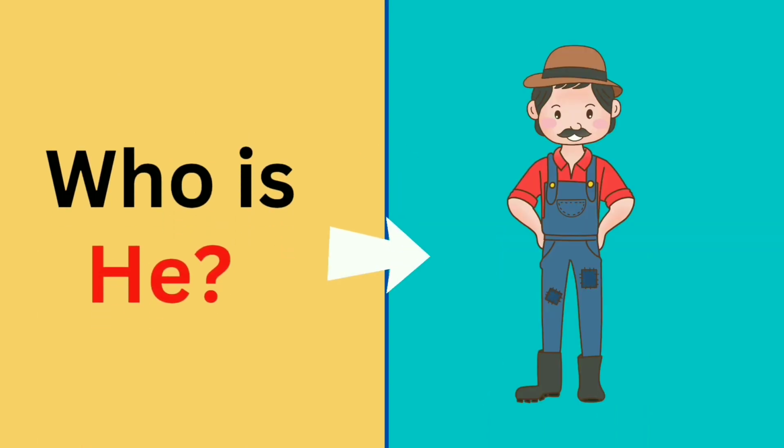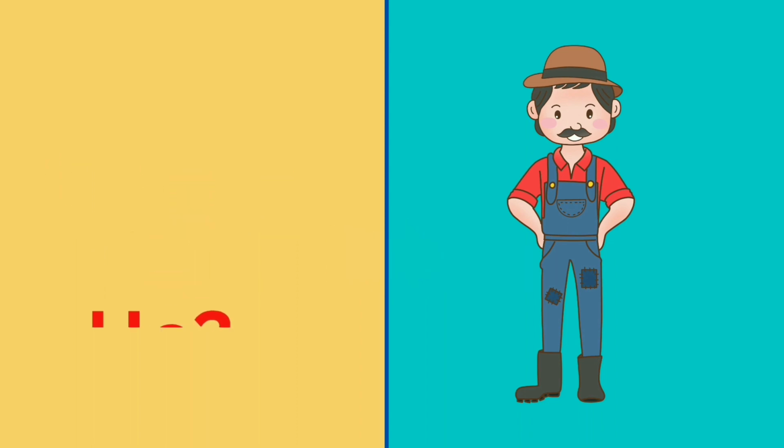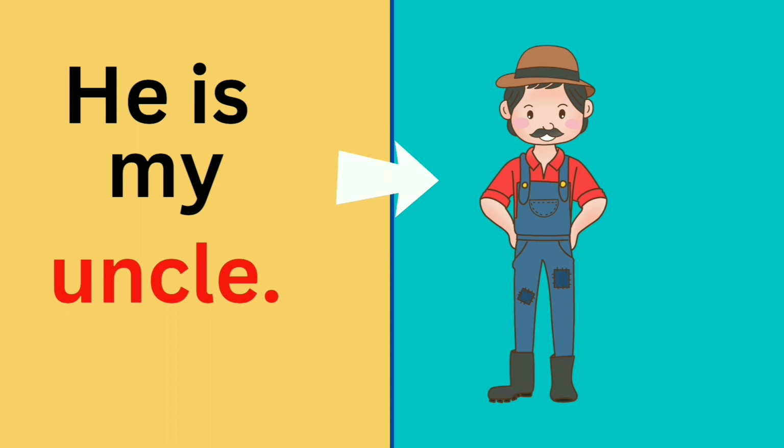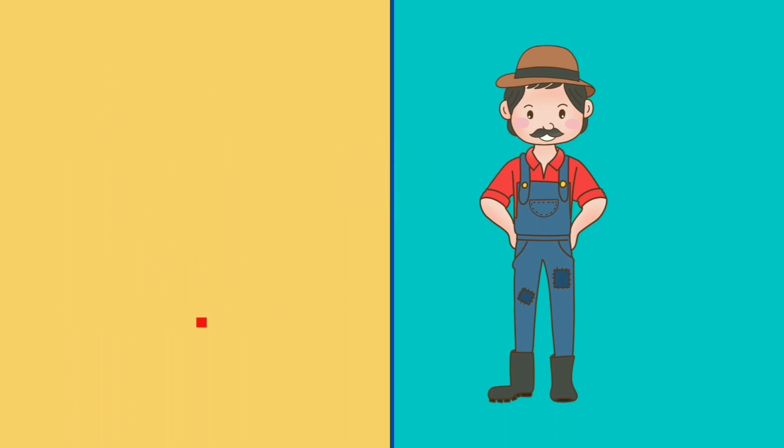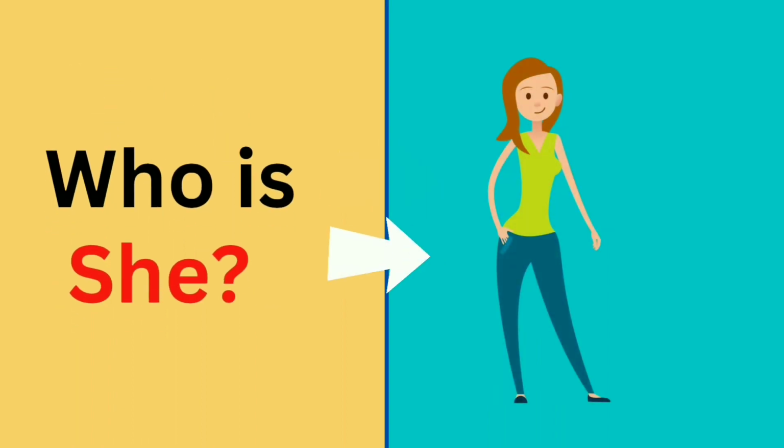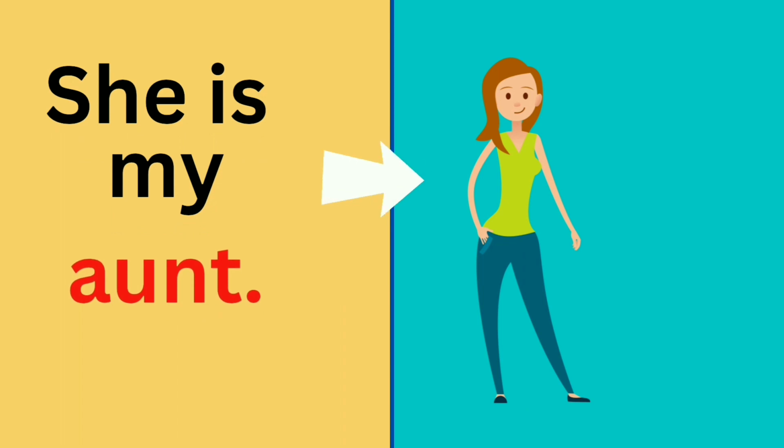Who is he? He is my uncle. Who is she? She is my aunt.